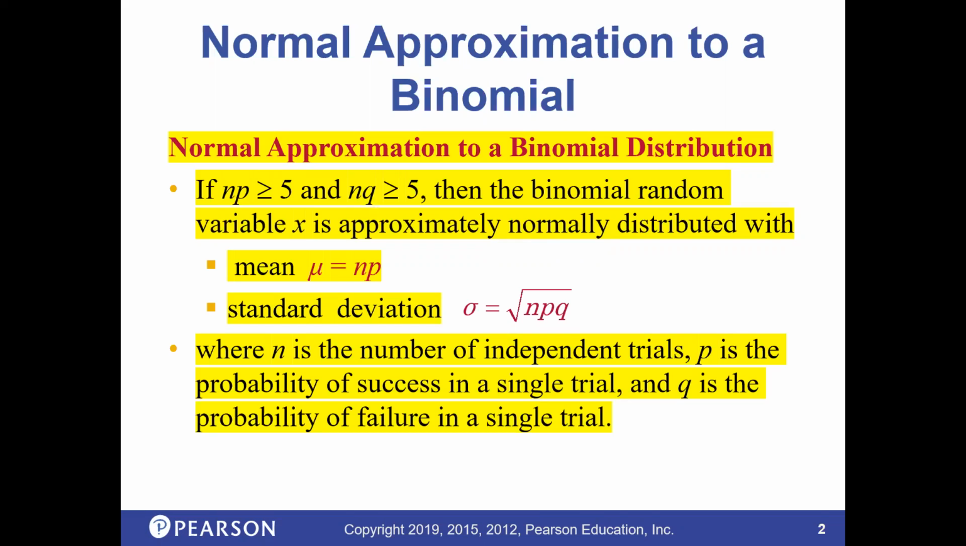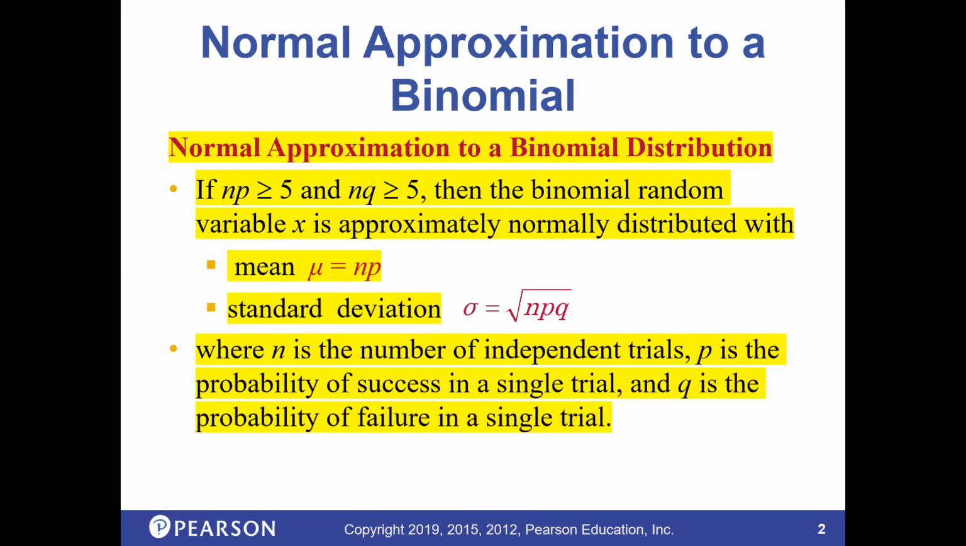Just like our sample size of 30 or greater, this one also has conditions. The conditions are this: n times p, the number of trials times the probability of success, has to be greater than or equal to 5. Then n times q, the sample size times your failure rate, also has to be greater than or equal to 5. If you do that, then you can approximate the data by a normal curve.